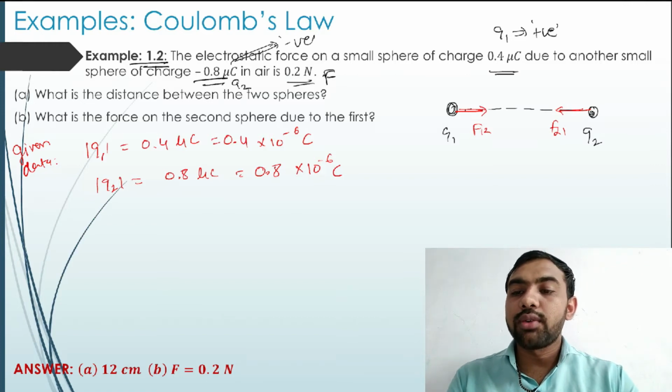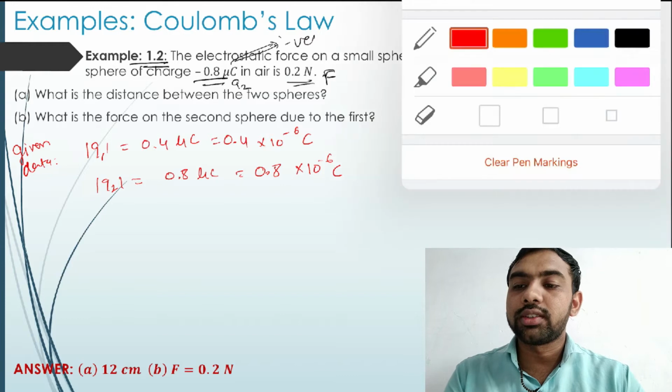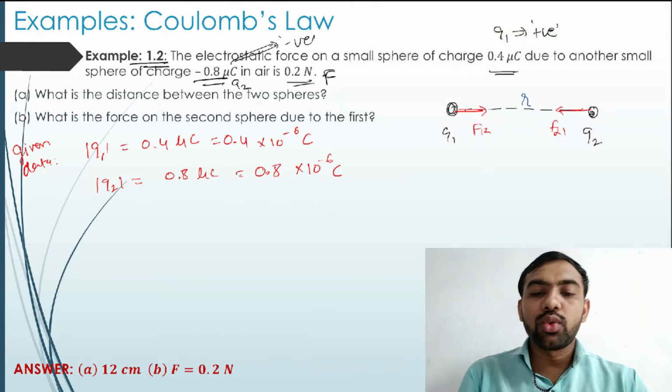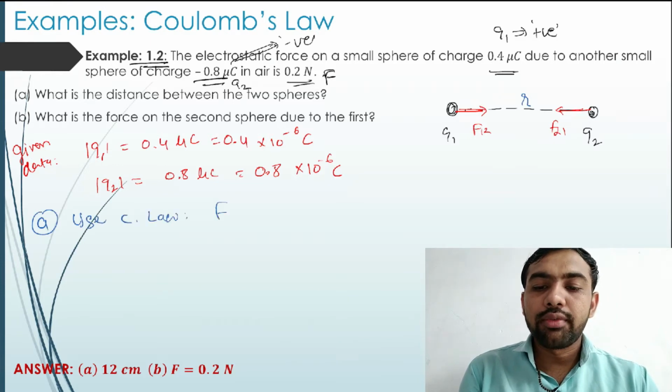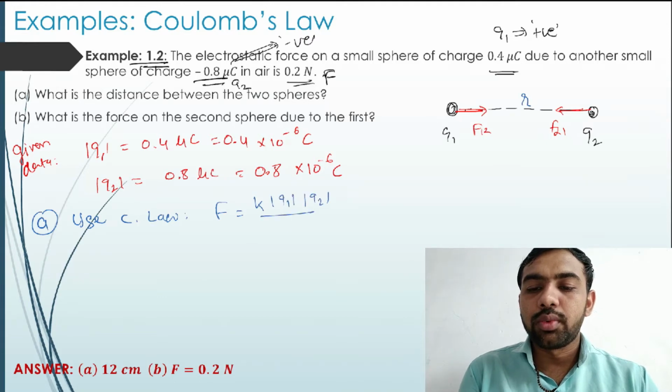What is the value of the force? We have to find the distance r. So consider this to be r. Then use Coulomb's law. First, use Coulomb's law. What will you get? F is equal to K mod Q1 mod Q2 upon r square.